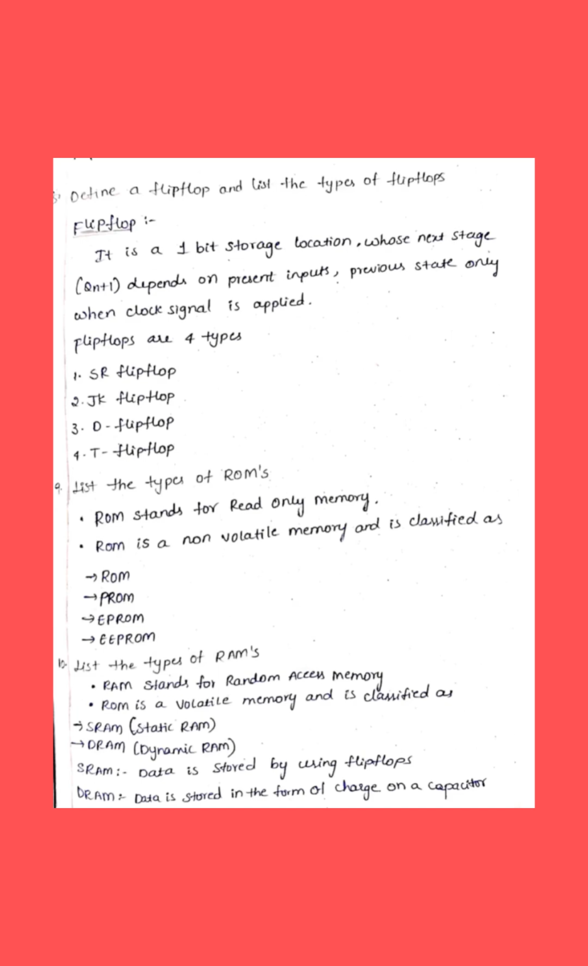In SRAM, data is stored by using flip-flops, and in DRAM, data is stored in the form of charge on a capacitor.